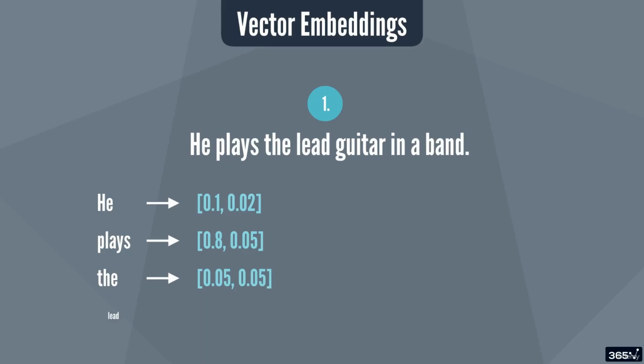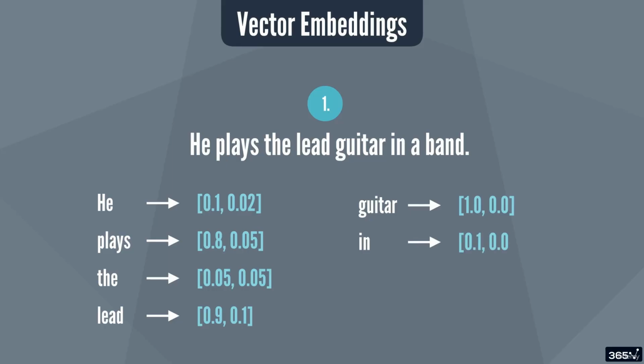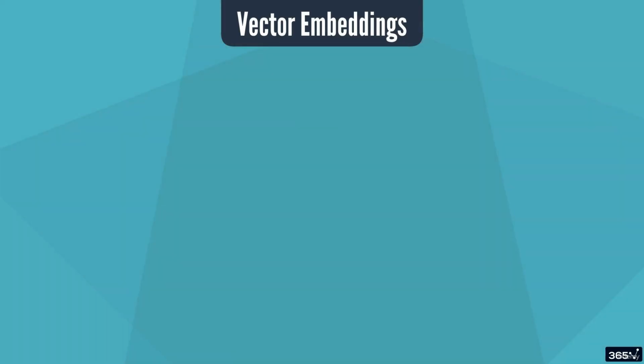Which brings us to lead, which in a musical context refers to a primary role and consequently earns a high score in the first dimension. Guitar is entirely musical, receiving the highest score in the first dimension. In is a preposition with generic usage, so it has low scores, and a is an article like the. Finally, band strongly signifies a group of musicians, therefore gets a high score in the first dimension. So far, so good. Then what about the second sentence?